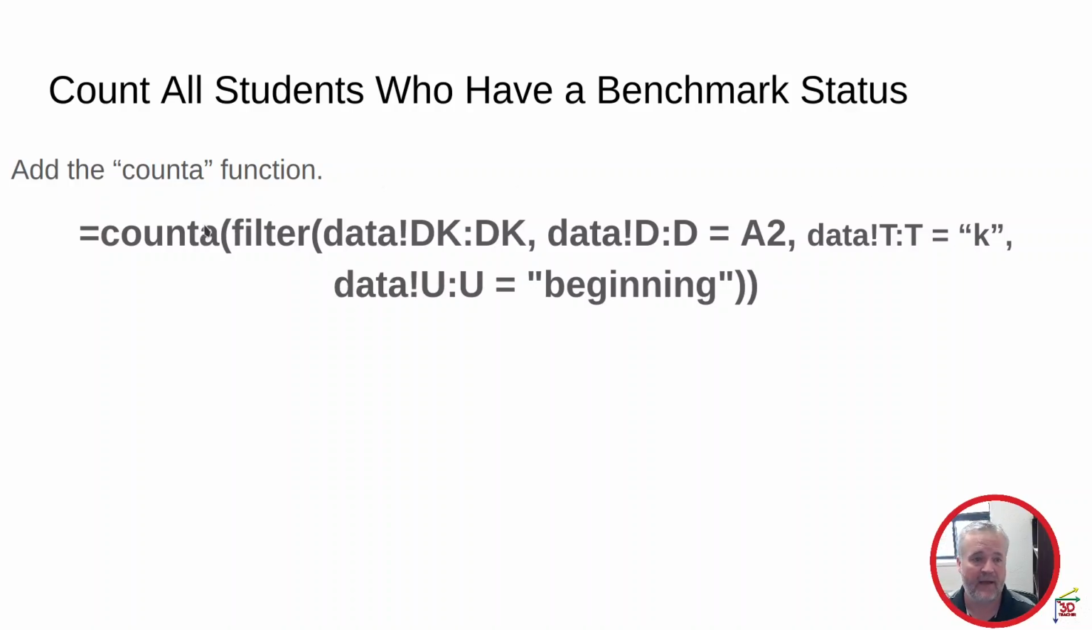So if you add COUNTA, parentheses, and add a parenthesis at the end, now when you hit enter, it's going to return a number. It's going to put a number in that cell, and that's what you want. That's the number of students from that school in kindergarten that took the beginning of year benchmark.